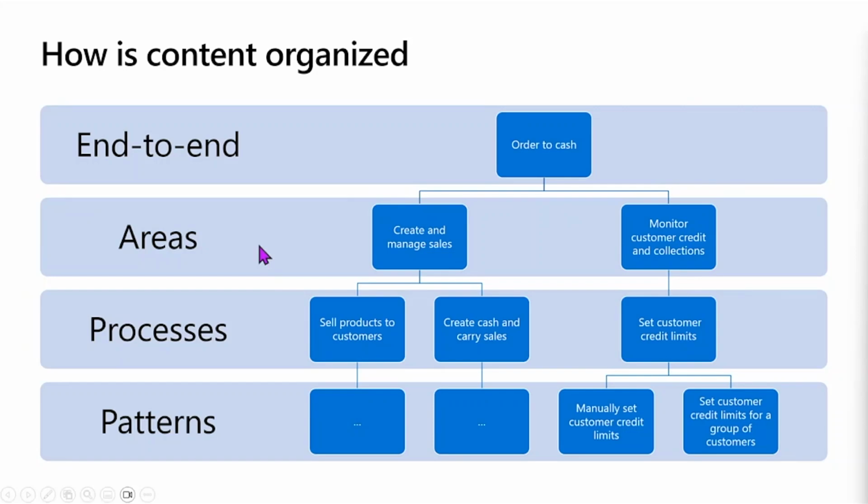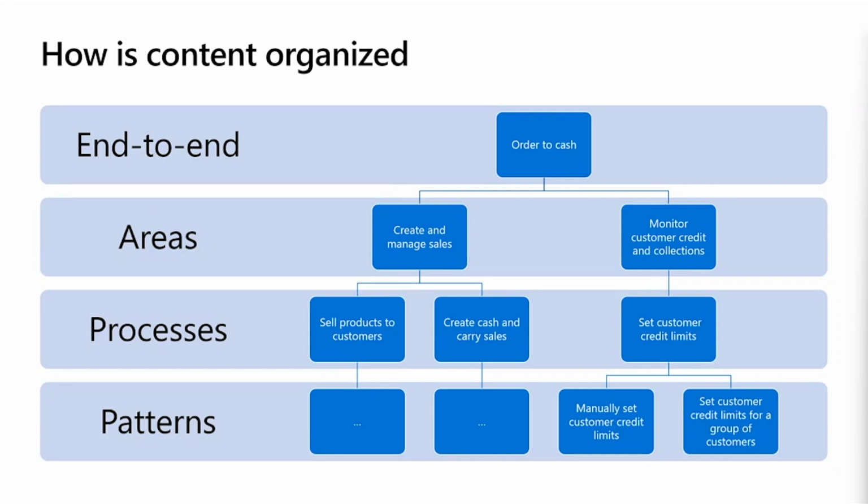When we think about the areas, what we've done is we've taken order to cash and we've broken it down into logical areas. The areas aren't an actual process themselves, but rather a collection of processes to help make the catalog easier to navigate. This is not a complete list, but as an example, we've broken it down into create and manage sales and monitor customer credit and collections. There's other things like invoicing customers, and another one for payments, just as an example.